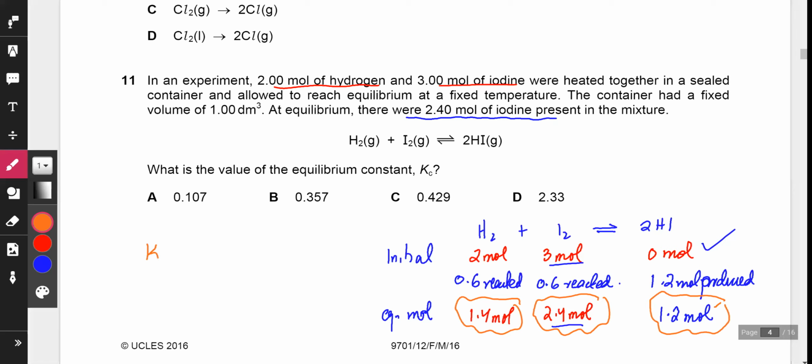Kc is going to be products over reactants. And remember, they've also given you the volume of the container, which is 1 dm cube. So in the expression for Kc, you use concentration. So it's going to be moles over volume, which is going to give you the same thing. So HI concentration would be squared. So it's going to be 1.2 squared divided by 1.4 multiplied by 2.4. It's going to be HI concentration, products over reactants. So what is the answer that you're getting? C. So it's C.